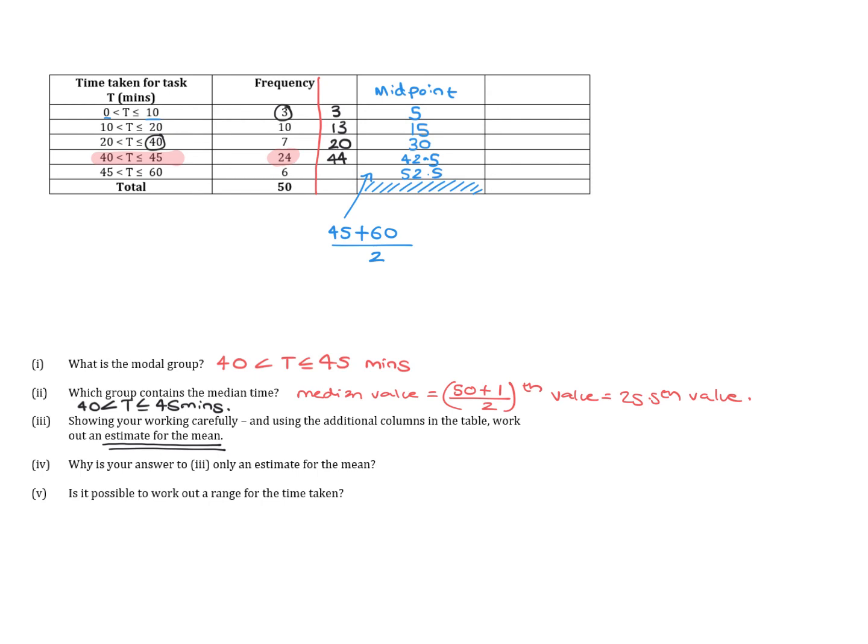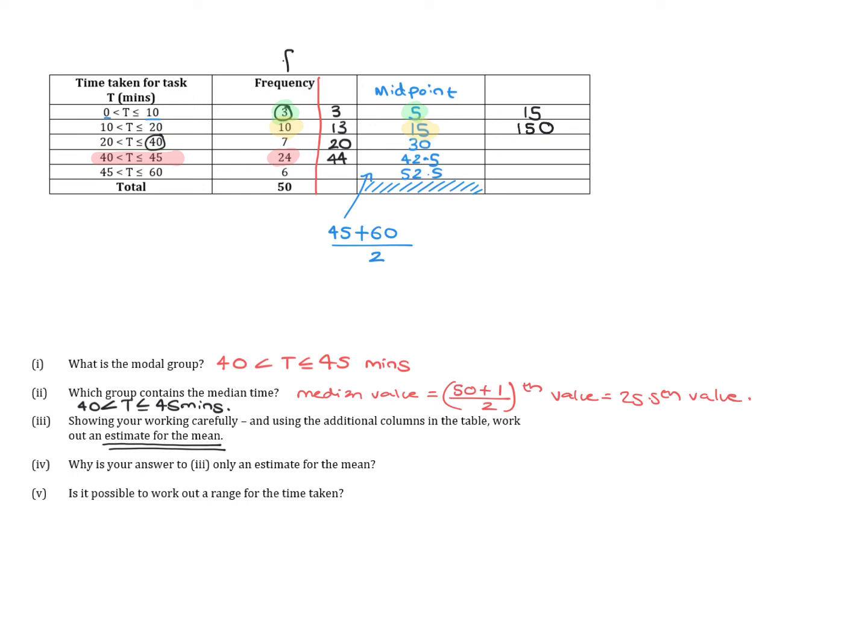Now, going back to something I said earlier, we're now pretending that all 3 of the people in this first group took a time of 5 minutes. So what would be the total time for those people? It would be 3 lots of 5, it would be 15. The same with the next group, the 10 to 20 group. We're assuming that all 10 of the people in that group took the middle time of 15 minutes. So that would be 10 multiplied by 15, so 150 minutes for those 10 people in total.